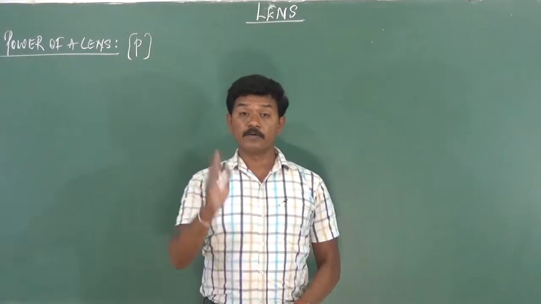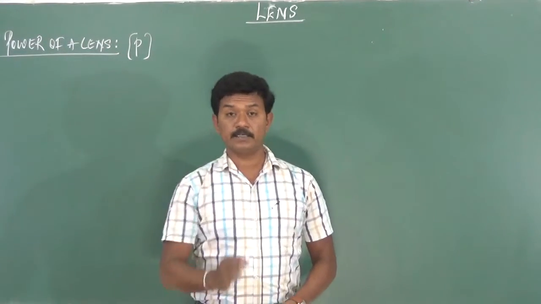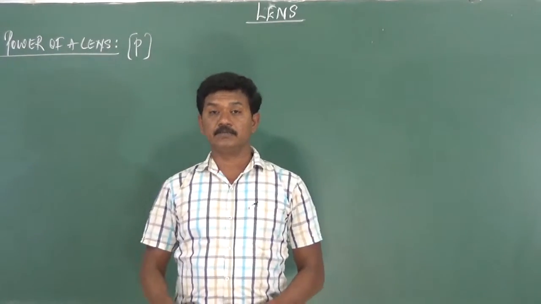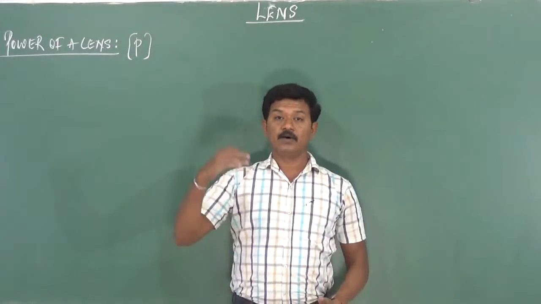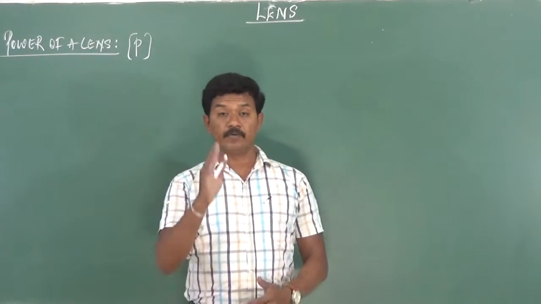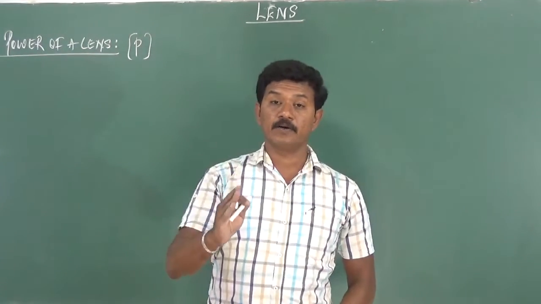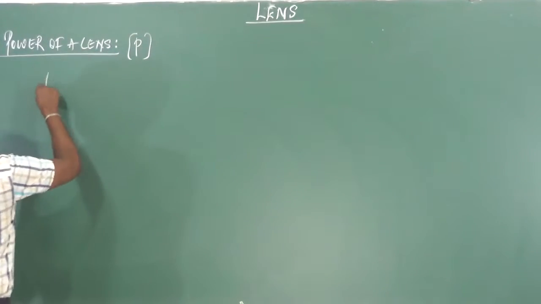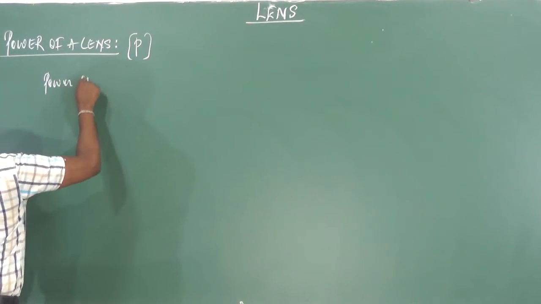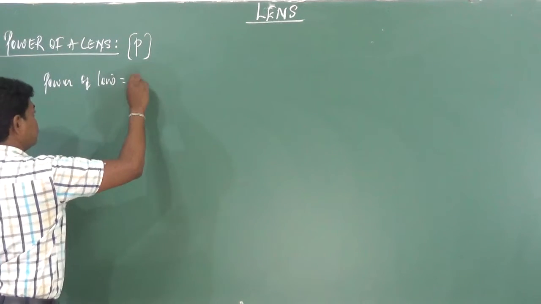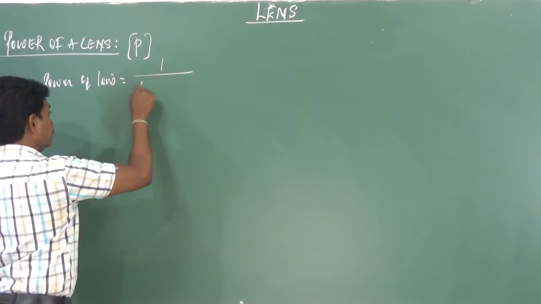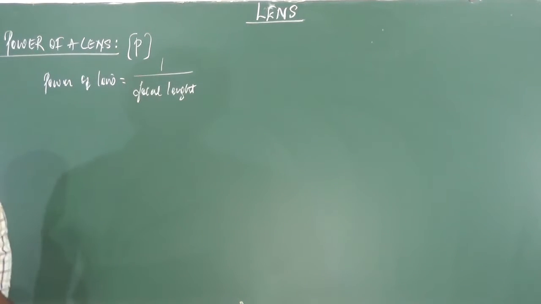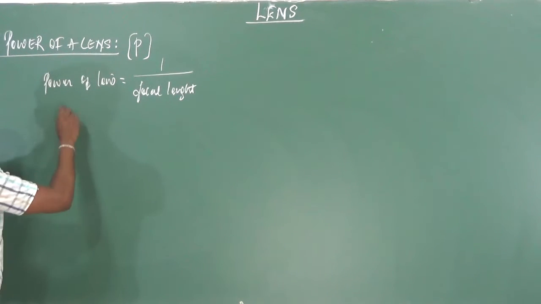So what is power of a lens? Power of a lens is defined as the reciprocal of the focal length of the respective lens. Whether it is a convex lens or a concave lens, whichever it is, power of a lens is defined as the reciprocal of the focal length of the lens. So power of lens is equal to 1 by focal length of lens. Write the mathematical form.